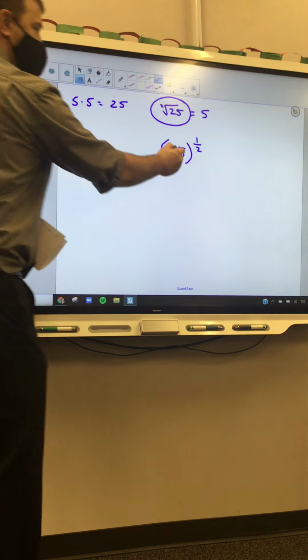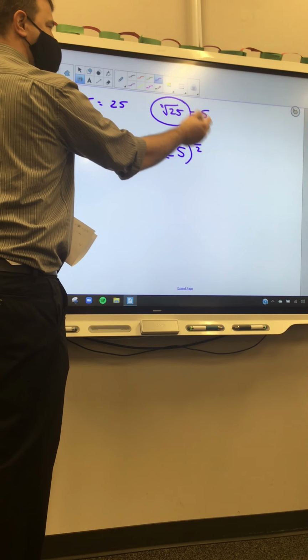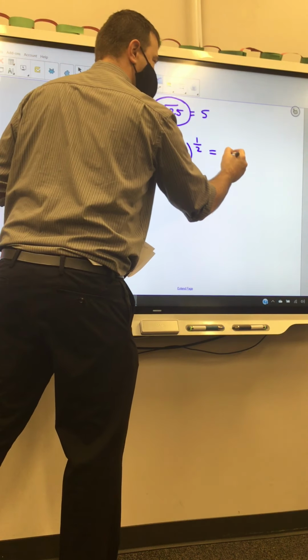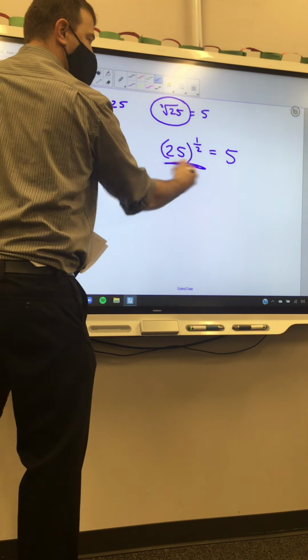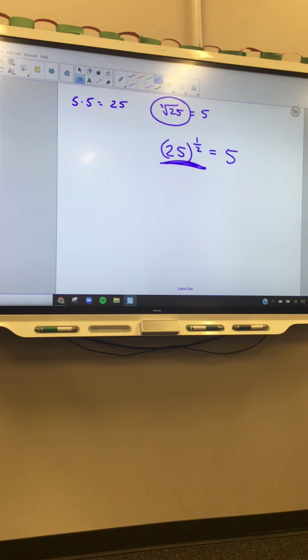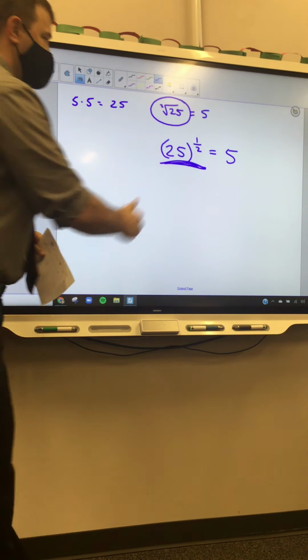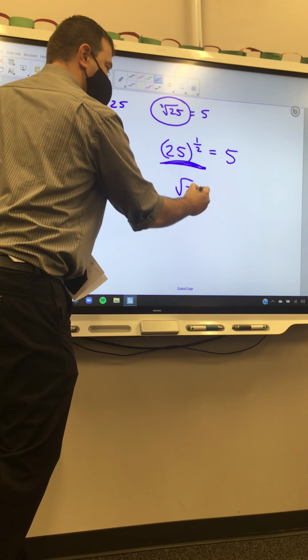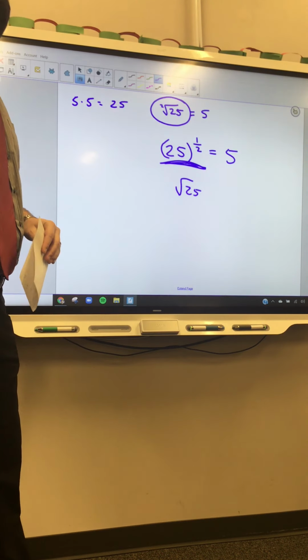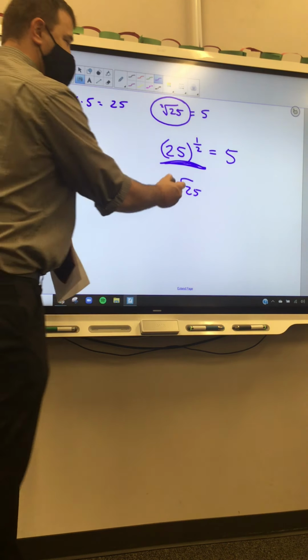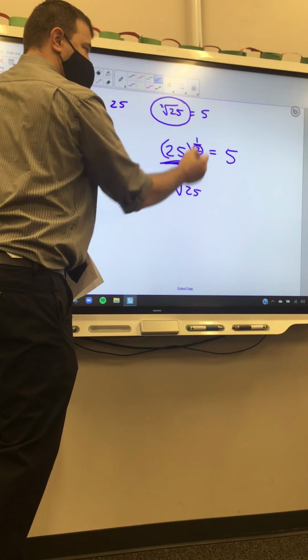So 25 raised to the 1/2 power is the same as the square root of 25. So all together, this is 5. I don't think we really like to see it in those terms, do we? If you see something raised to a fractional power, you probably want to rewrite it and say, well, I know that's the same thing as the square root of 25. The reason it's a square root is because of this.